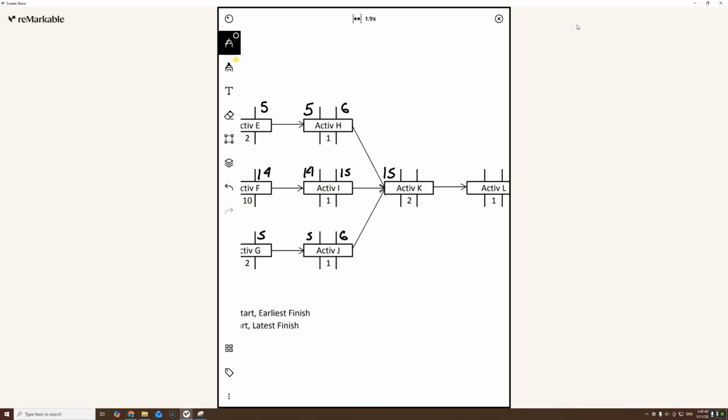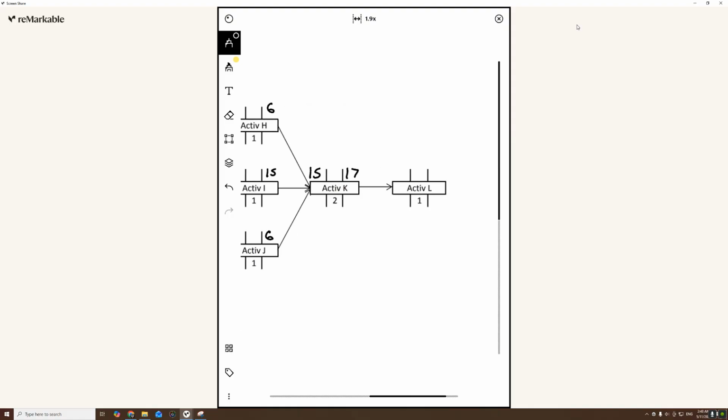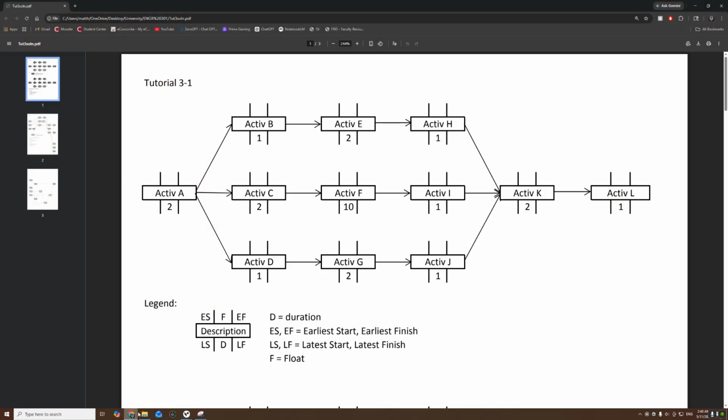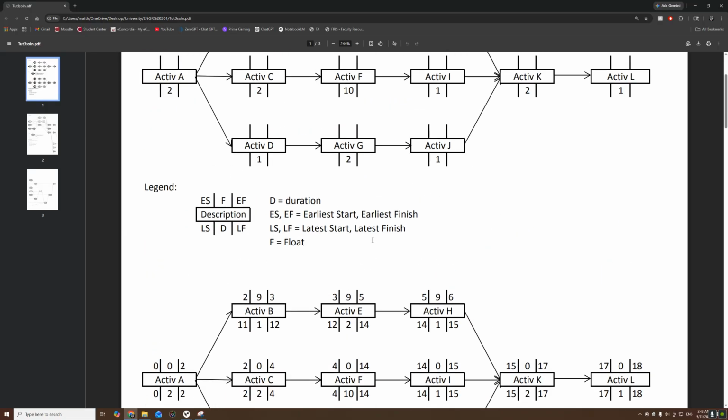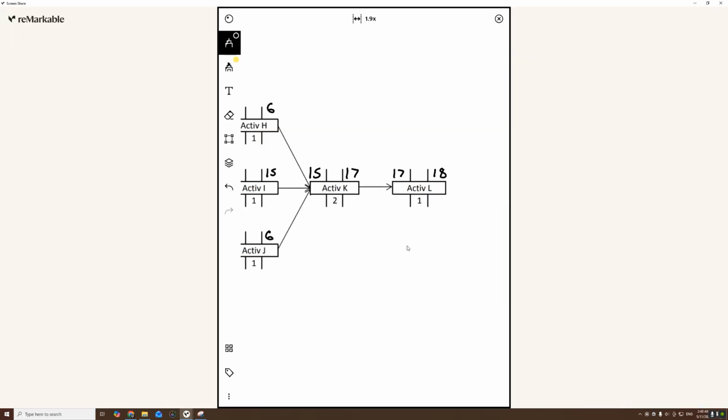This means that the earliest we can finish it is on day 17. And activity L will start on day 17, the earliest, and finish on day 18. This is the project duration. Now we know how long the project will take to be completed. It is 18 days. That is the entire duration of the project.